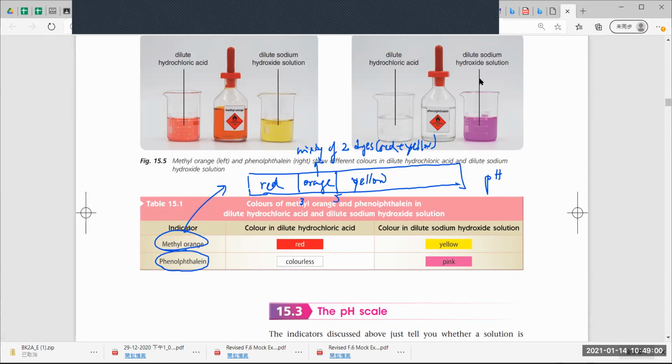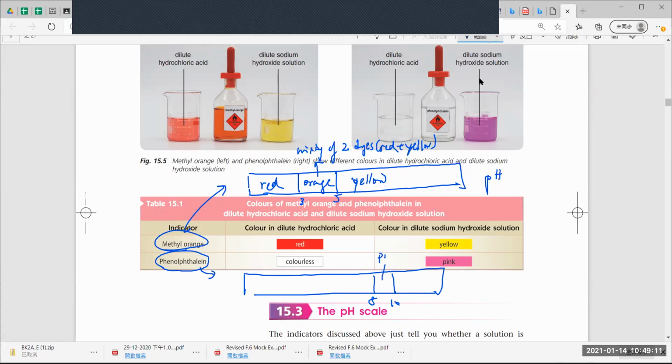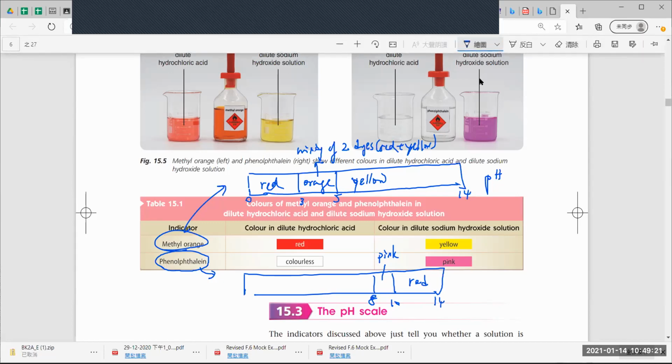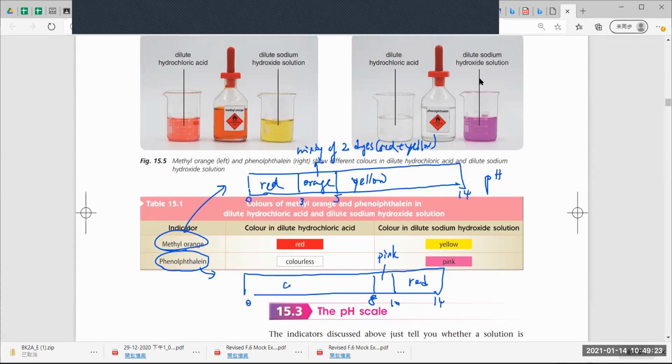Phenolphthalein is another one. The pH working range of this is 8 to 10. So 8, 10, and here is pink, greater than 10. Here comes red, smaller than 8. Here comes colorless.